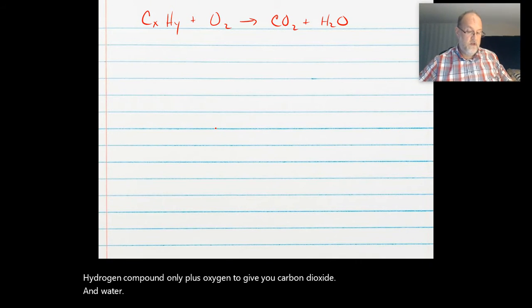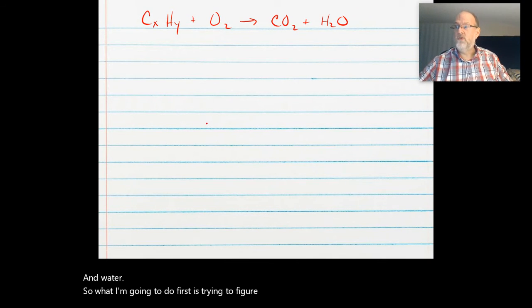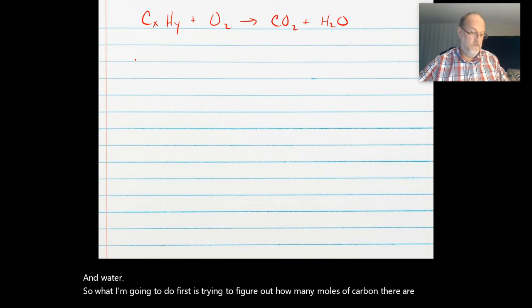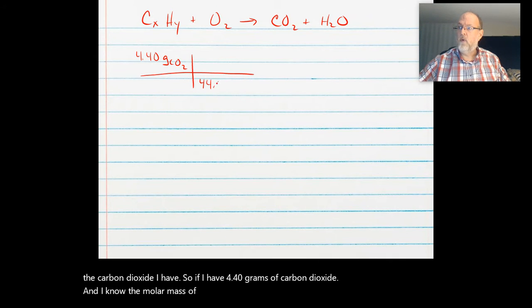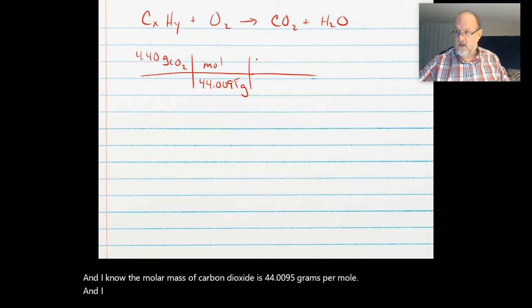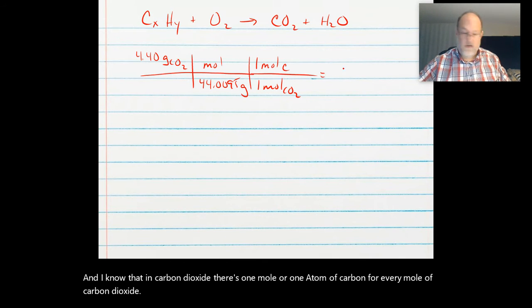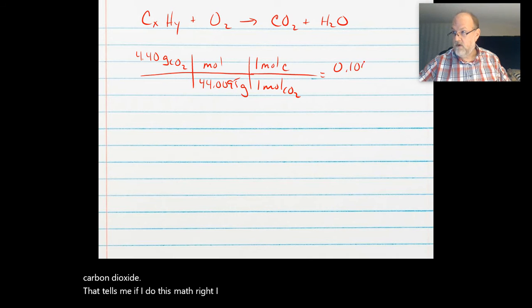So what I'm going to do first is try to figure out how many moles of carbon there are in all the carbon dioxide I have. So if I have 4.40 grams of carbon dioxide, and I know the molar mass of carbon dioxide is 44.0095 grams per mole, and I know that in carbon dioxide there's 1 mole or 1 atom of carbon for every mole of carbon dioxide. That tells me if I do this math right, I get 0.100 moles of carbon.